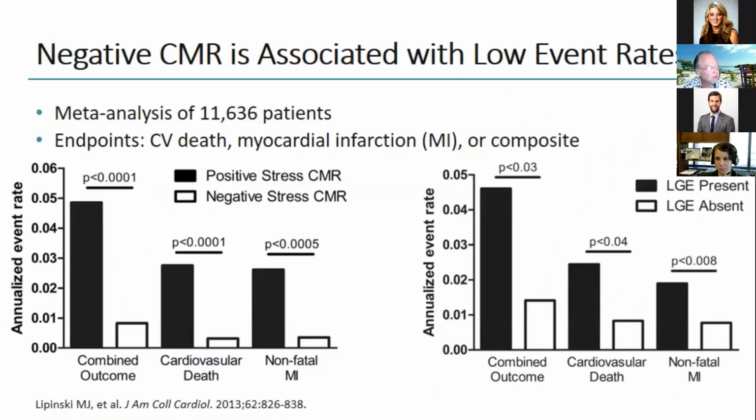But this is the deal. If you have a negative CMR, you have really low event rates. If you look at the CMR, all the negative ones were the hollow boxes. And you want to be the hollow boxes because those are death and non-fatal MIs. And they win across the board. This is 11,000 patients. So if you could do this in the ER, this might be cool. But I showed you that ridiculous picture.